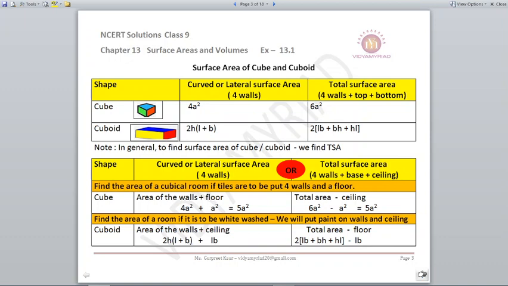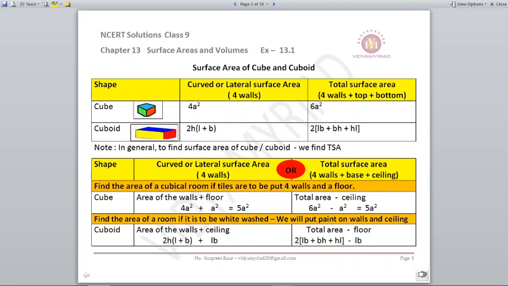If you want to find the curved surface area of a cube, because it is made up of 4 walls, I can say 4A square, and the total will be 6 sides, so 6A square. For a cuboid, for the 4 walls it is 2H into L plus B, and for all sides it is 2 into LB plus BH plus HL, which we have just done in the previous slide.